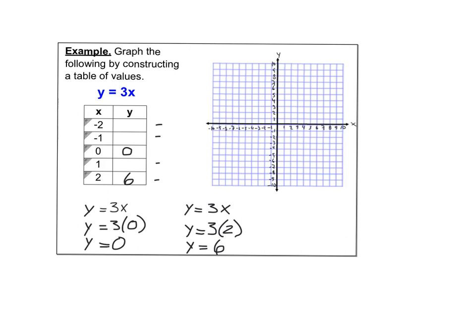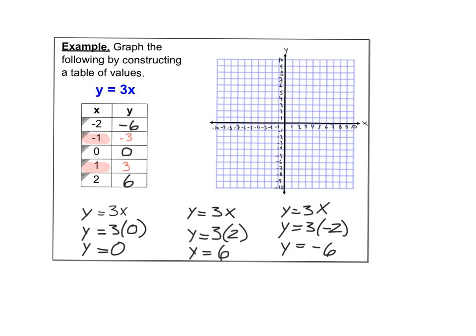Okay, I'm going to do one last one with you, and I'm going to solve for y when x is equal to negative 2. So 3 and x is equal to negative 2. Don't forget to write your y down. So 3 times negative 2 is negative 6. Okay, now you pause the video and solve for when x is equal to negative 1 and 1. Pause the video, figure that out. Okay, I got negative 3 and 3. Did you get the same answers?